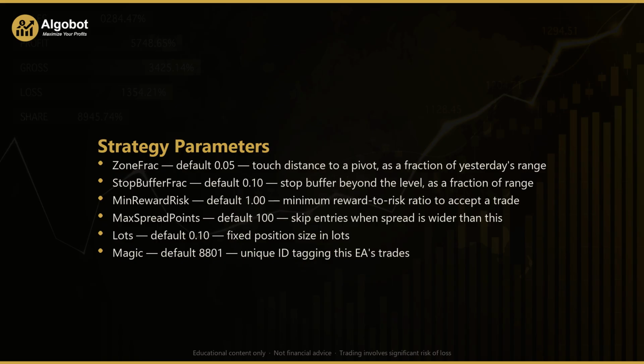Maximum spread points defaults to 100. If the current spread is wider than this, the EA simply skips new entries, keeping you out of poor or illiquid conditions. Tighten it on a clean major pair, or loosen it on a wider spread instrument. Lots sets your fixed position size, defaulting to 0.10. Always size this to your own account and risk tolerance. And finally, magic is the identifying number, defaulting to 8,801. That tags this strategy's trades so it can manage its own positions without interfering with anything else on your account.